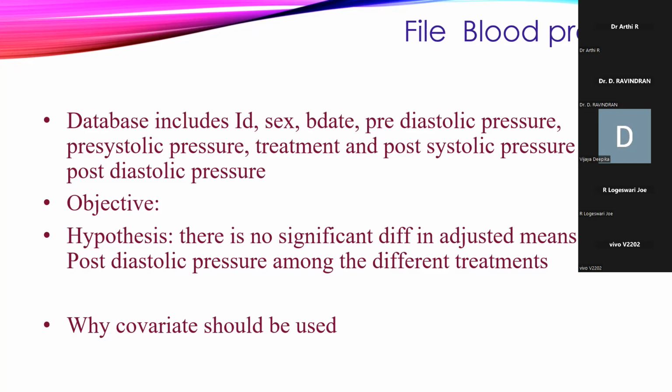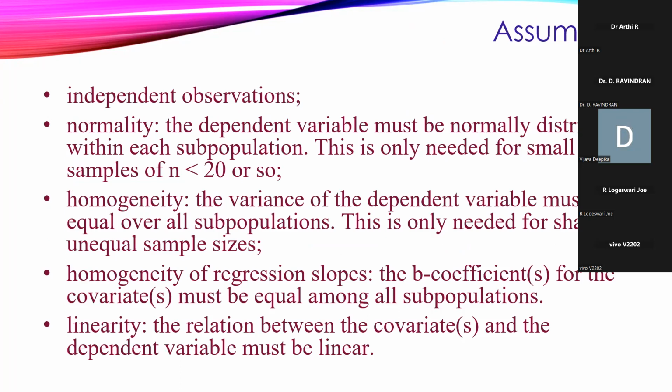So your covariate here is pre-diastolic pressure. By controlling the effect of pre-diastolic pressure, I am trying to study if there is a significant difference in the adjusted means of post-diastolic pressure among the different treatments. So the assumptions here are independent observations, normality, and homogeneity. The regression slope also should have homogeneity, which means the beta coefficient for the covariate must be equal among all the subpopulations, and there should be a linear relationship between the covariate and the dependent variable.